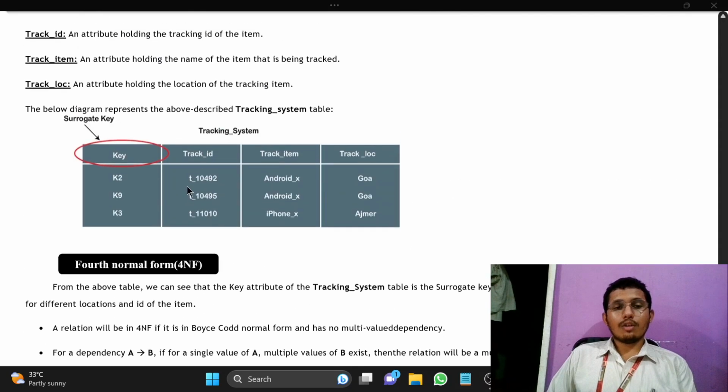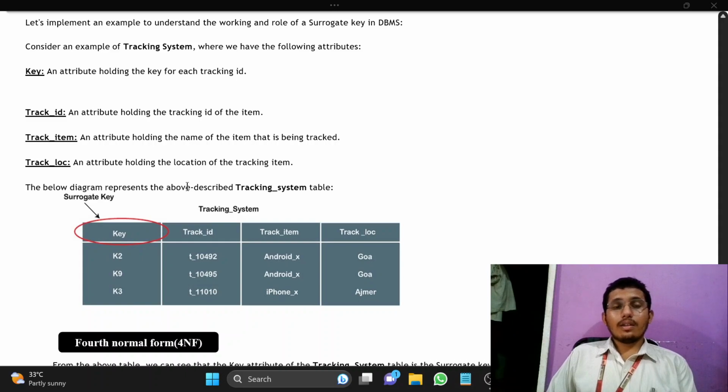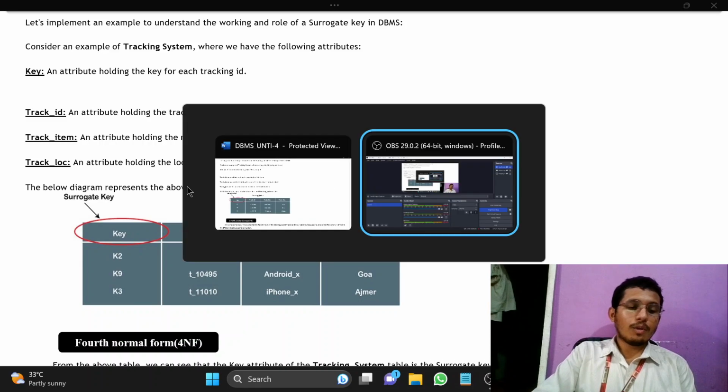So this is about all the normal forms: 1NF, 2NF, 3NF, Boyce-Codd normal form, 4NF, and 5NF. This is all about the normal forms.